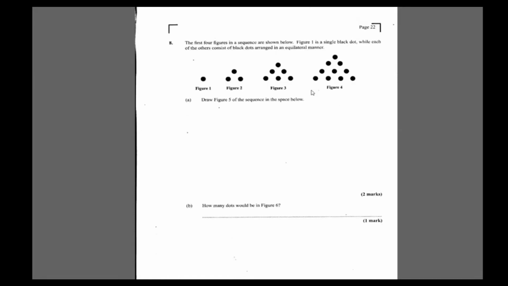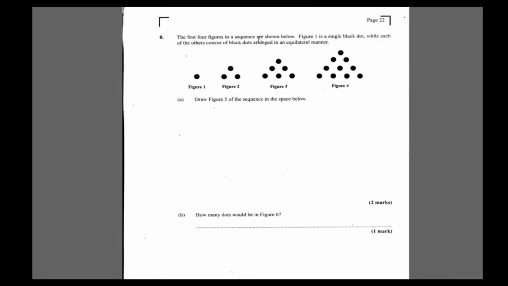The first four figures in the sequence are shown below. Figure 1 is a single black dot, while the others consist of black dots arranged in an equilateral manner. Then it says, draw figure 5. Now figure 1 constitutes just one black dot. Figure 2 looks like this.